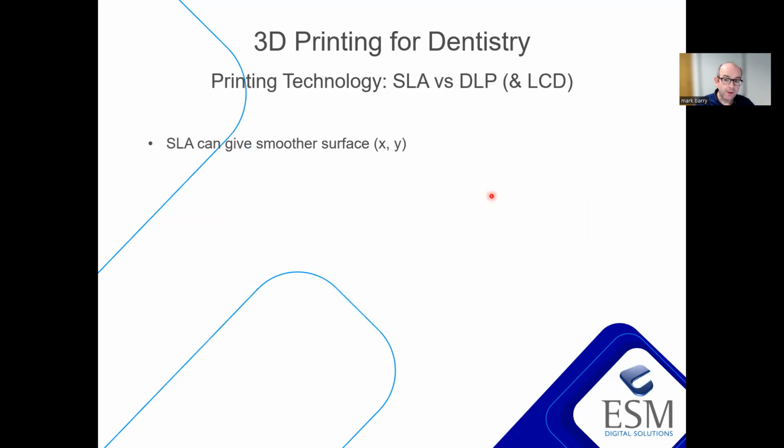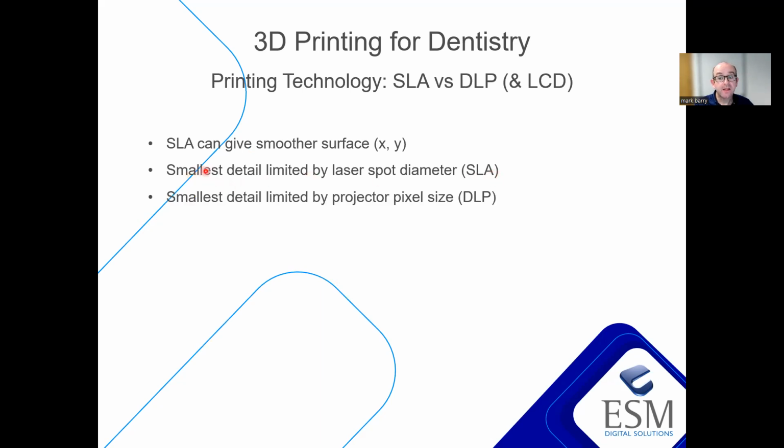If we just do a quick comparison, the SLA can give a smoother surface, as I say, in the X and Y direction. It still works in a layer by layer manner as it's being built up. So in the Z direction, there will still be that stepping effect. Again, very, very small for all technologies. The smallest detail will be limited by the laser's diameter for SLA, and for DLP it will be limited by the projector pixel size.